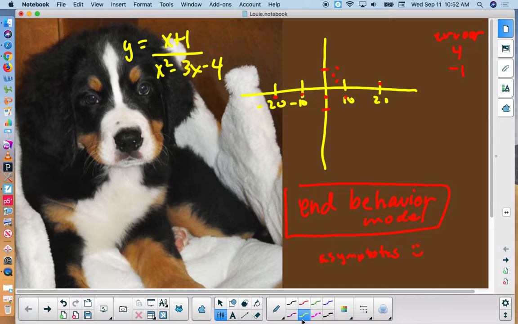What three types of lines do we have? Vertical, horizontal, and a slant. That's all we got. So those are your three types of asymptotes. We'll write those down later today. You don't have to do that right now. But I'm going to find my guidelines.